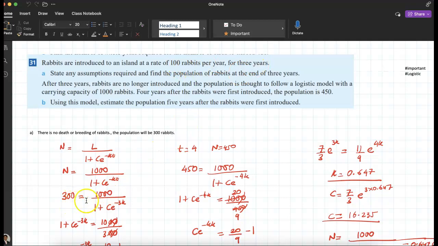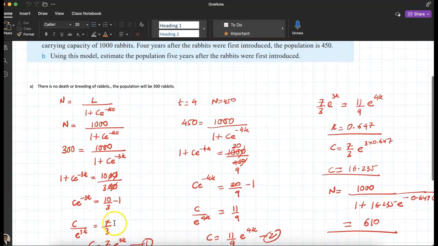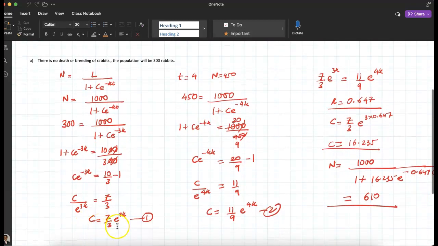So the starting point is what? Oh, okay. Fine. Your starting point is 3 years you have taken. Then therefore they have done this. So when your n is 300 at the end of 3 years basically. Okay. Correct? So at the end of 3 years you put that, and you make c e raised to minus 3k the subject of the formula. You can basically get your c.